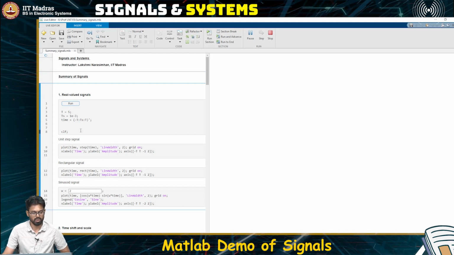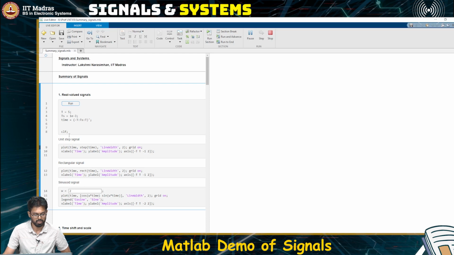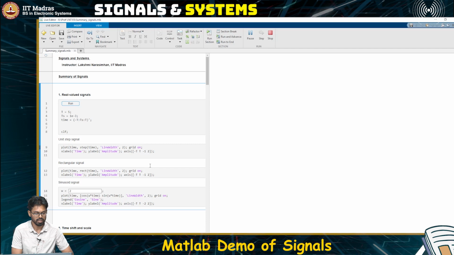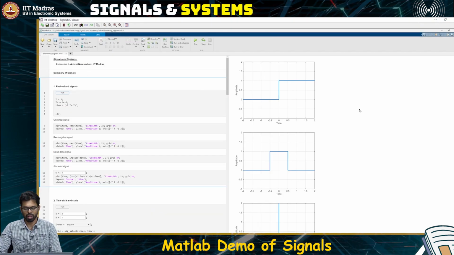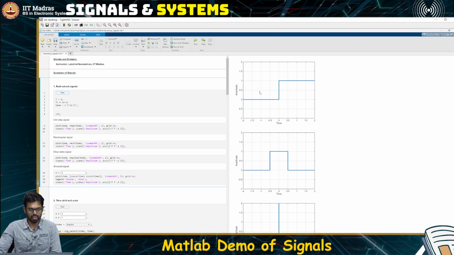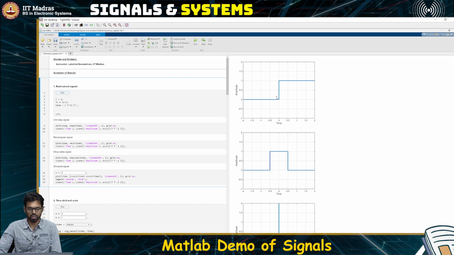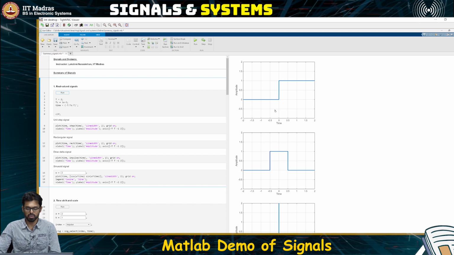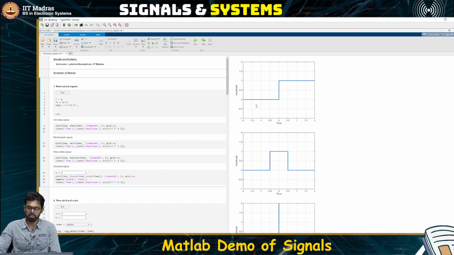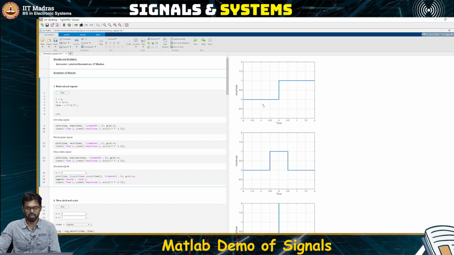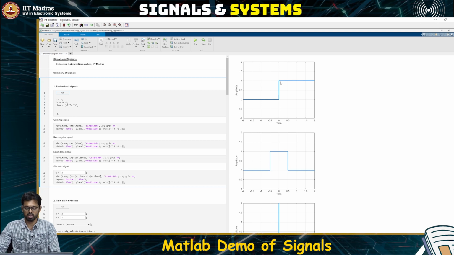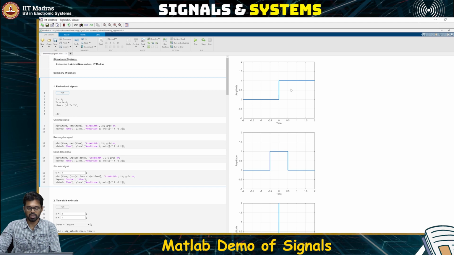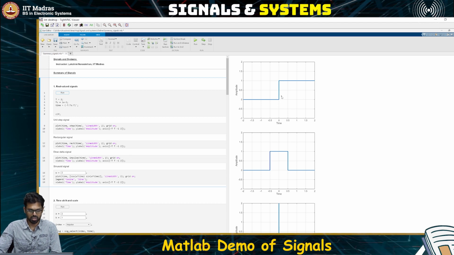If we run these, we should be able to visualize the step function, the rectangular function and the sinusoidal function. The first plot here is that of a step function. The unit step function, remember, starts at time t equal to 0, and for the negative values of time it stays at 0, and for the positive values of time it's just 1. The first plot just shows the unit step function.